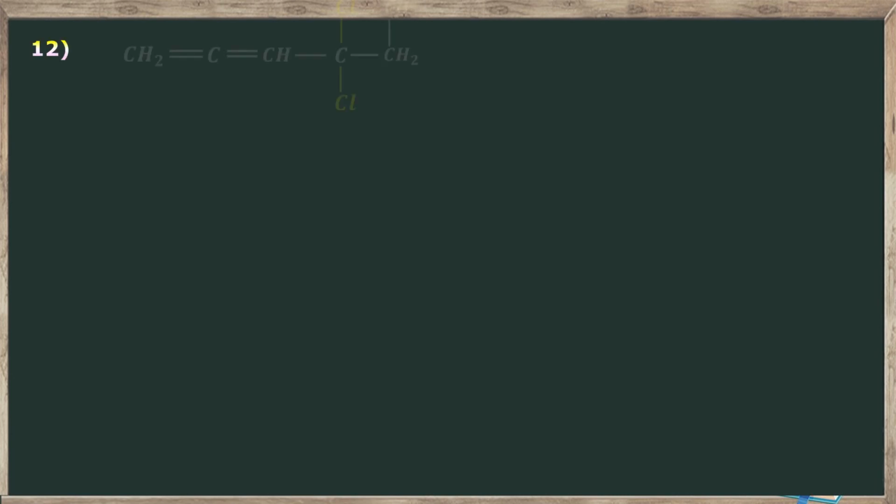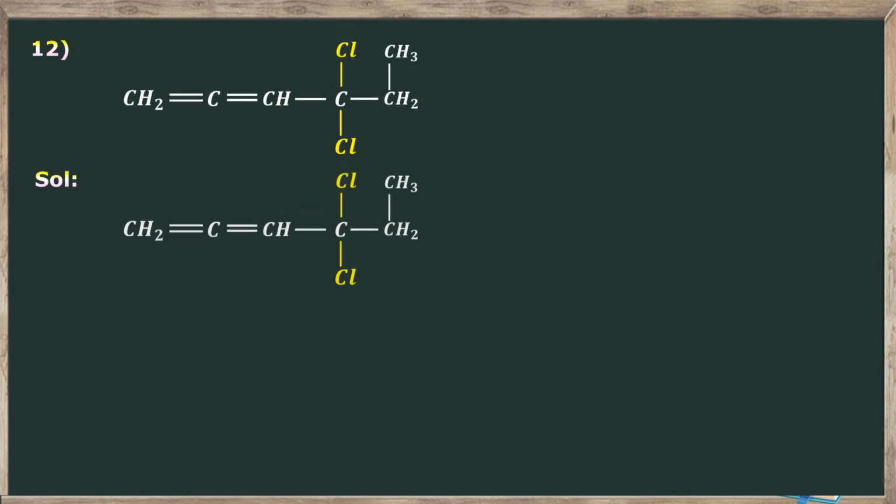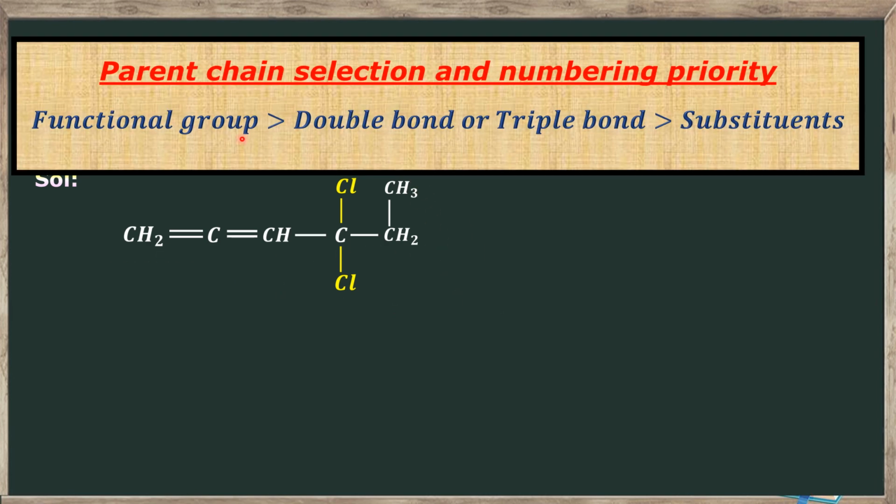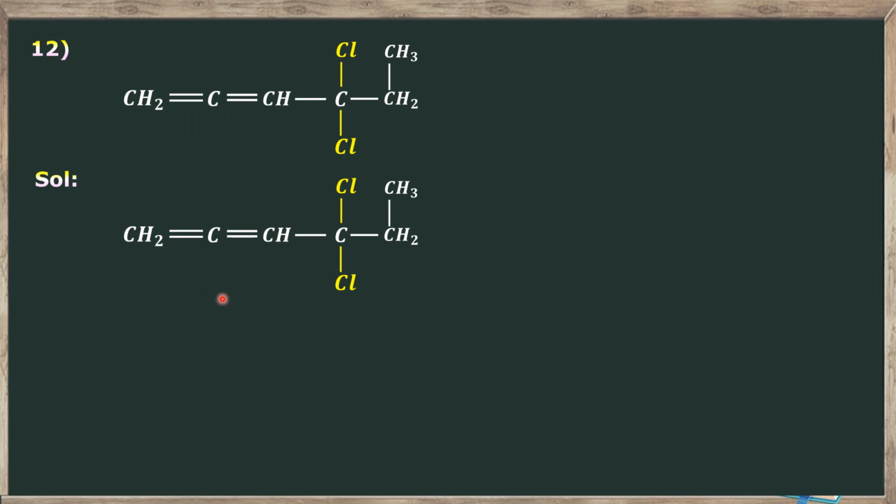Next, problem number 12. Solution. First we have to select this as the parent chain, this one as the parent chain, and chlorine is substituent, and two double bonds are there in this parent chain. Okay. So while numbering the parent chain, here we have to use this priority order. Double bond or triple bond are given more priority than substituents. So first here I will use the lowest set of locants rule.